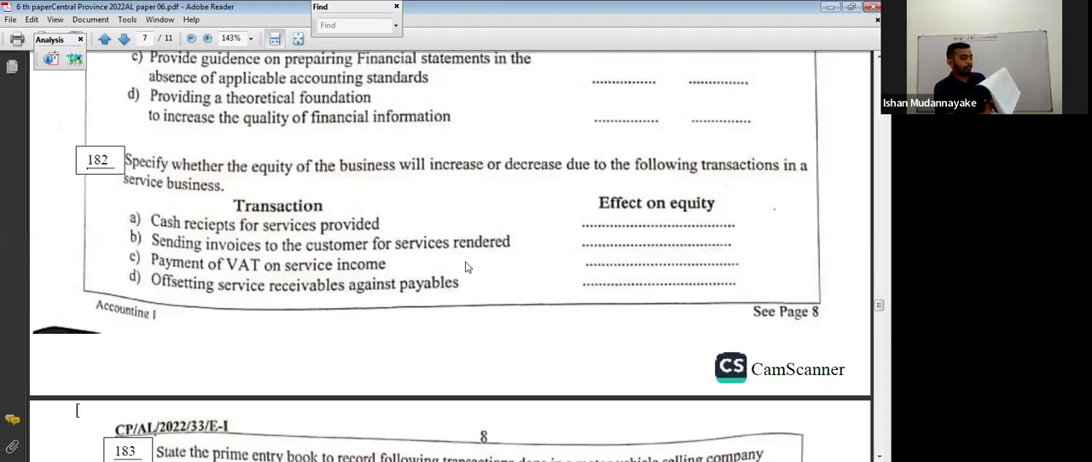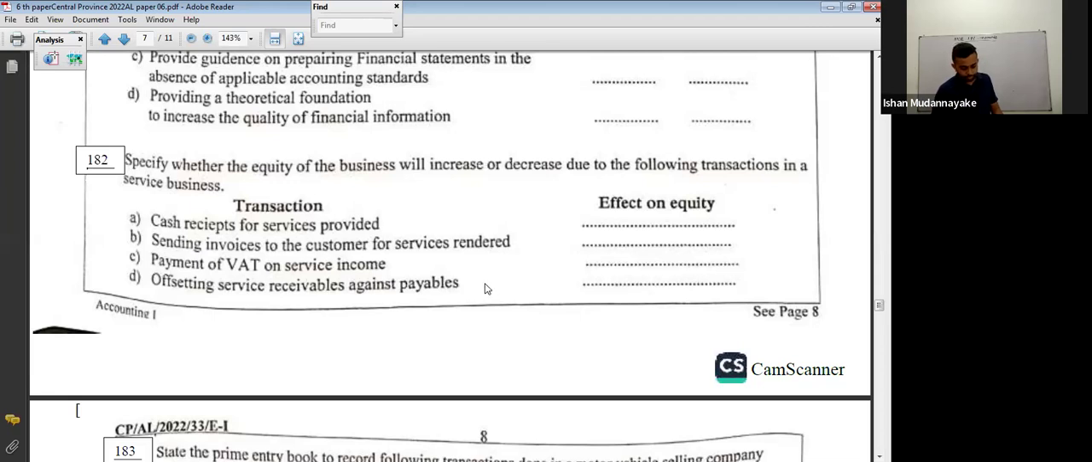C, payment of VAT on service income. Does equity increase or decrease? If the service business has been registered for value-added tax, then there is no impact on equity. The collected VAT on services is paid to the tax department in Sri Lanka. Therefore, no change.